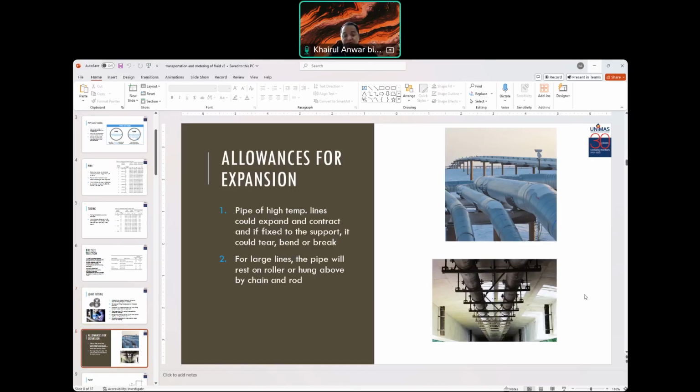Allowance for expansion. Pipe of a high temperature line could expand and contract. If fixed to the support, it could tear, break, or bend. For larger pipe, the pipe rests on rollers and is hung above by chain and rope, like this.